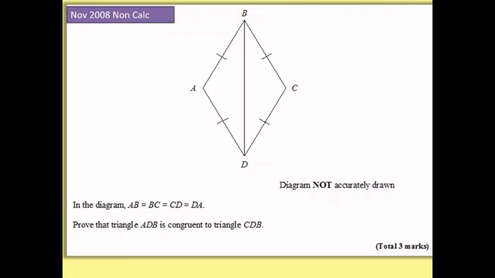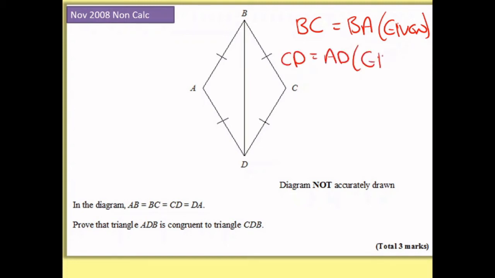Right, next one. So I need to find out that ADB is congruent to CDB. So the left-hand side triangle is the same as the right-hand side triangle. So then I'm actually going to put BC has got to equal BA. I'm going to say it's given in the question. And I'm also going to write CD equal to AD. That's also given in the question.